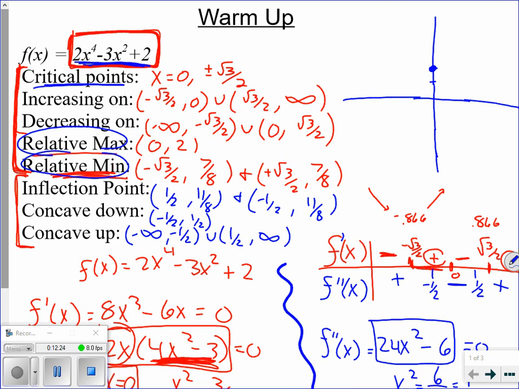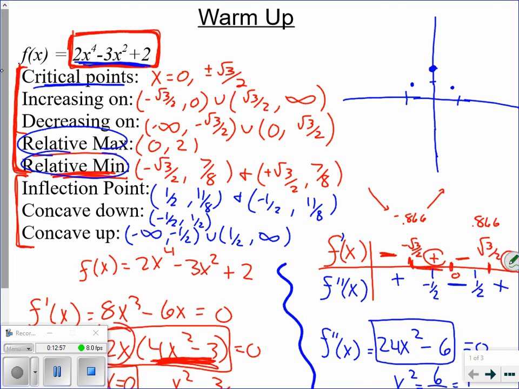And then I got negative square root of 3 over 2, 7/8, and positive of the same thing. So how that works is, that's negative like 0.8 something, and then it's a little less than 1 on both sides. So the point's about right here and here for my relative mins. You can verify that, but it looks like I'm going a little less than 1 in both directions, up and down. Okay. So I got my relative maxes and my relative mins. I'm going to keep that in blue.